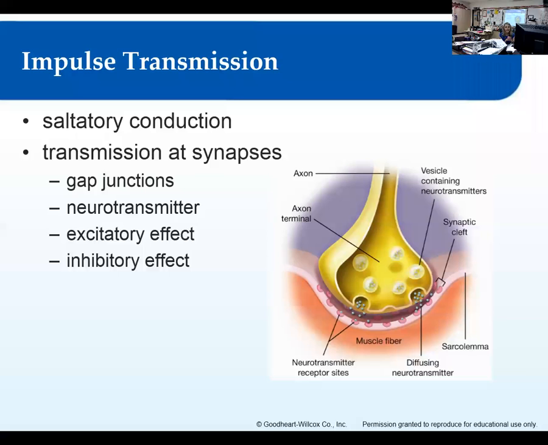One other thing that can influence speed of an impulse transmission is body temperature. Typically, the warmer your body temperature, the warmer those ions can move across that threshold.